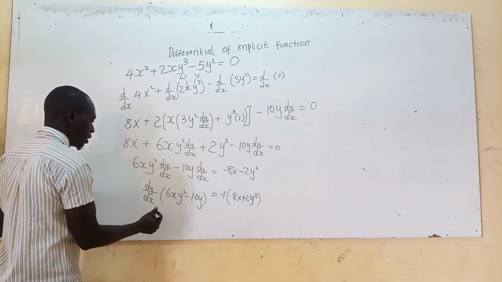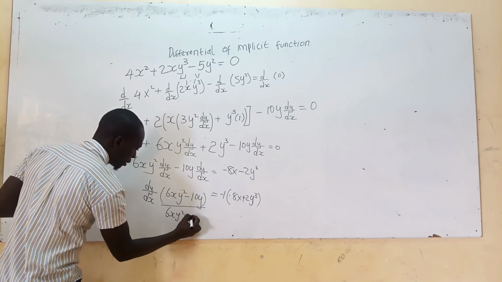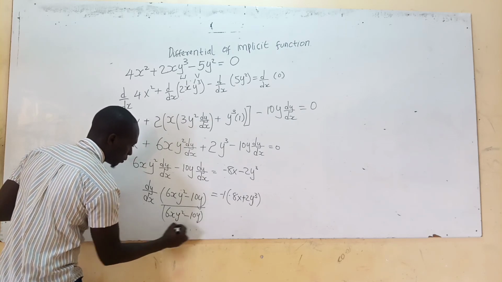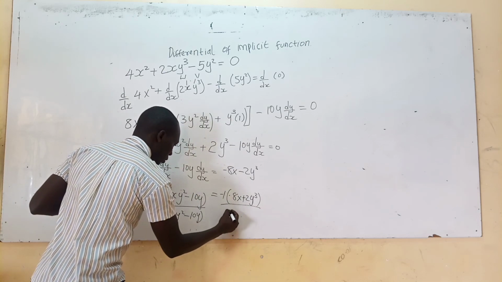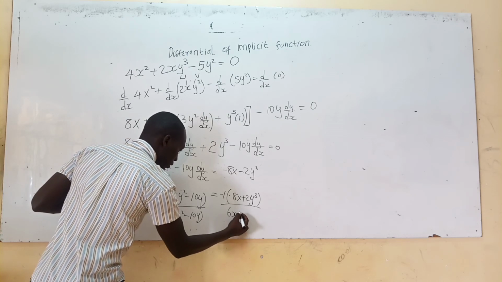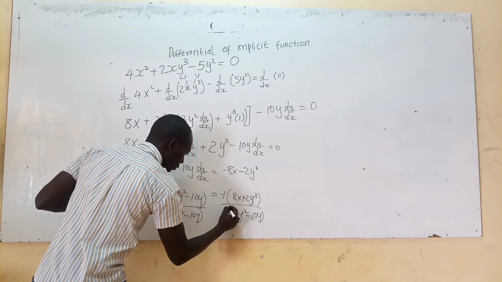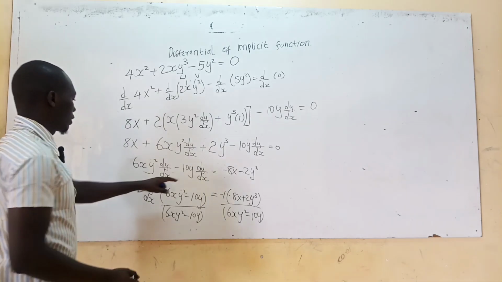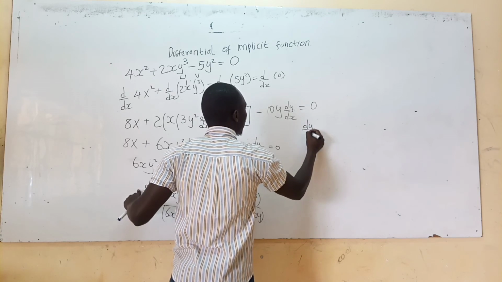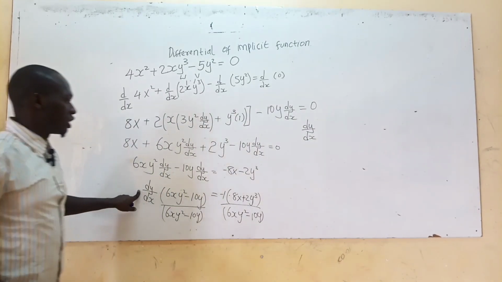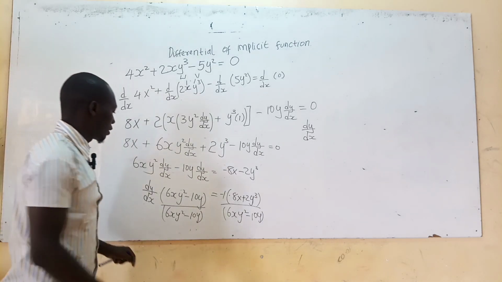So here we are going to divide by 6xy squared minus 10y, and also this side we are going to divide by 6xy squared minus 10y. Everything will cancel here. Since it is a differential, that is why we are having this one as the subject of the formula. So everything will cancel here.